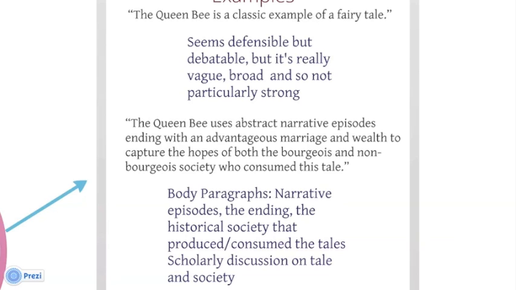However, let's look at a different one. The queen bee uses abstract narrative episodes ending with an advantageous marriage and wealth to capture the hopes of both the bourgeois and non-bourgeois society who consumed this tale. So you know what I'm going to talk about in my body paragraphs: the abstract episodes, the ending, and then the society around the text, the bourgeois and the non-bourgeois.